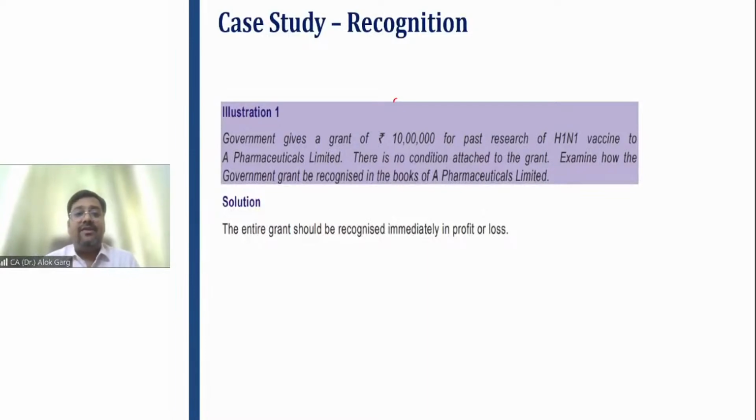Now let's discuss the illustrations from the Institute study material, some illustrations quickly. Government gives a grant of rupees 10 lakh for past research of H1N1 vaccine to A Pharmaceuticals Limited. There is no condition attached to the grant. Examine how the government grant should be recognized in the books of A Pharmaceuticals Limited.